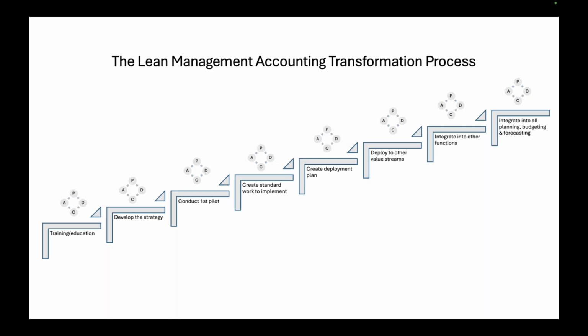Then you begin deploying in the other value streams based on the standard work. And the more you do this, the better you get. You have the opportunity to integrate lean management accounting into other functions, for example, administrative box scores. And then, longer term, when it comes to all of your financial planning and budgeting and Hoshin and strategy deployment, integrating it all into that. But that's the basic process.